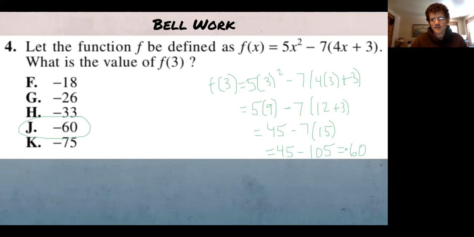Keeping in mind that on your test, I'll probably always have just some basic math skills on there, like solve this equation, simplify this radical. So that's always going to be present.